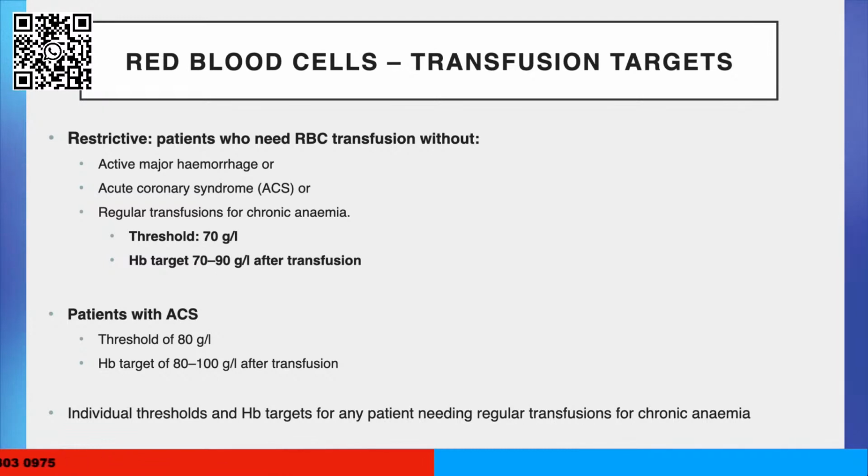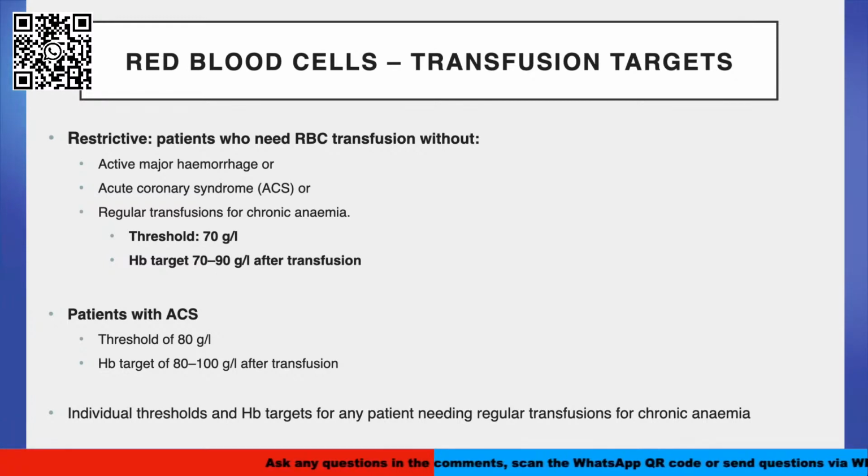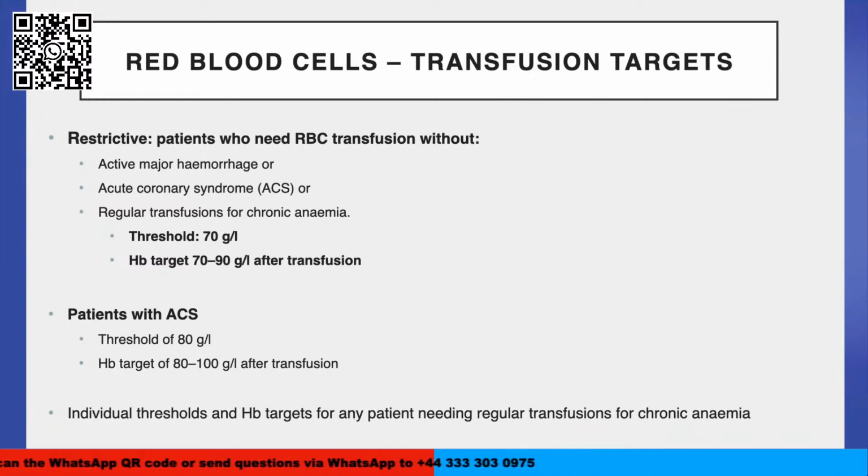And then when we're transfusing, we're aiming for a target of haemoglobin of 70 to 90 after transfusion. For patients who do have acute coronary syndrome, we have a slightly higher threshold of 80 grams per litre, and then we'll aim for 80 to 100 grams per litre after transfusion. Some patients will require regular blood transfusions for things like chronic anemia, and we recommend that they have an individualised threshold set.